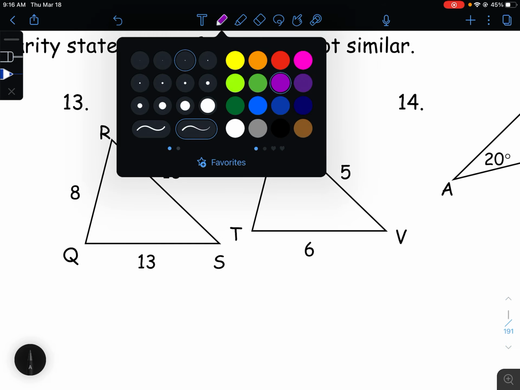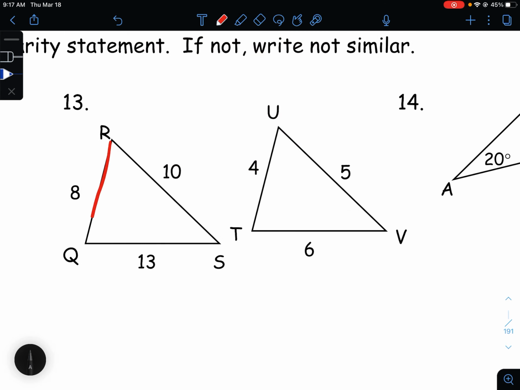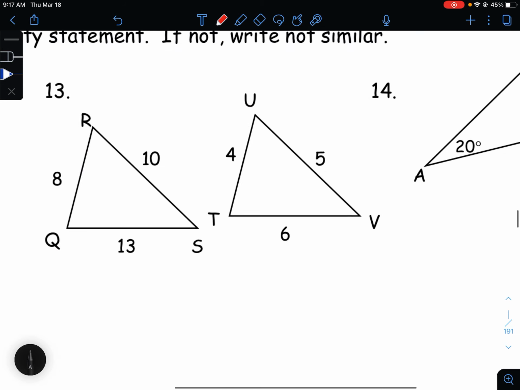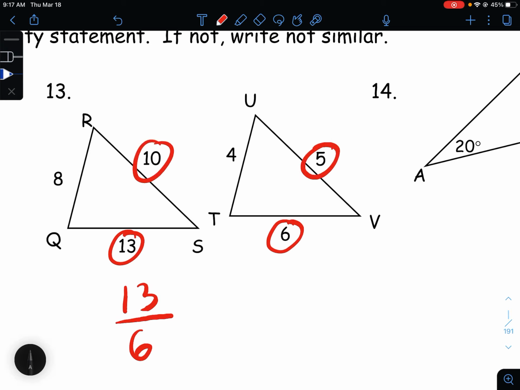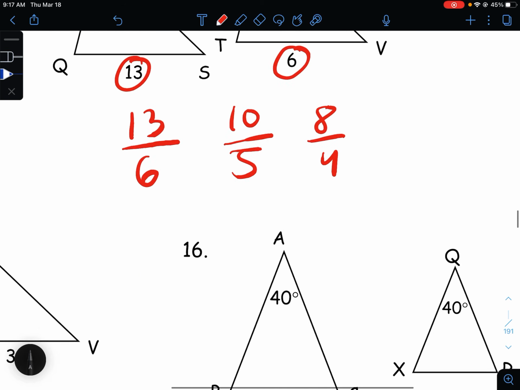We've got this next one. So we've got side, side, side. So we're going to try and use side, side, side to prove these. And if you recall, you need to put the big side of the big triangle over the biggest side of the small triangle. Then you're going to do the next biggest side of the big triangle over the next biggest side of the small triangle. Next biggest side over next biggest side.